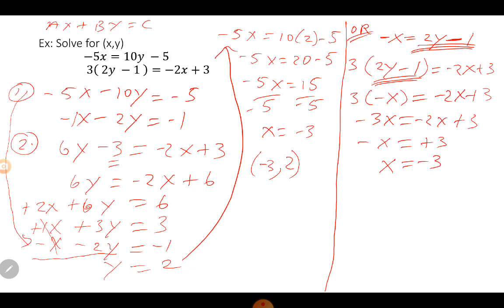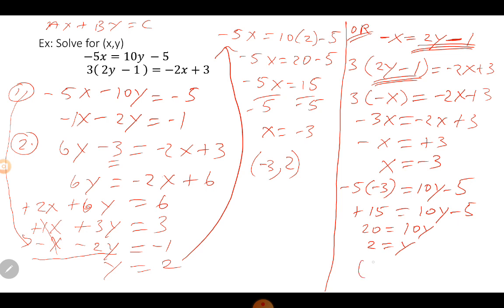And then we substitute into the first equation like we did before. So we have minus 5 times minus 3 equal to 10y minus 5. So negative and negative, so that's plus 15 is equal to 10y minus 5. Add 5 to both sides, we get 20 is equal to 10y. Divide both sides by 10, so y is equal to 2. So again, we have our x value and our y value. So x value comes first, so minus 3, comma 2.